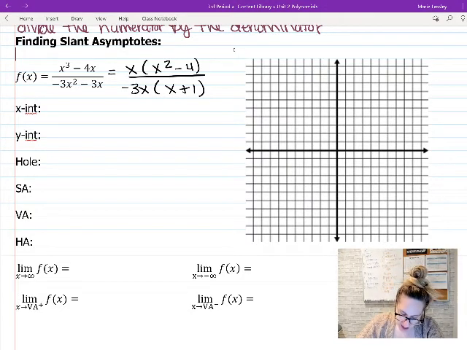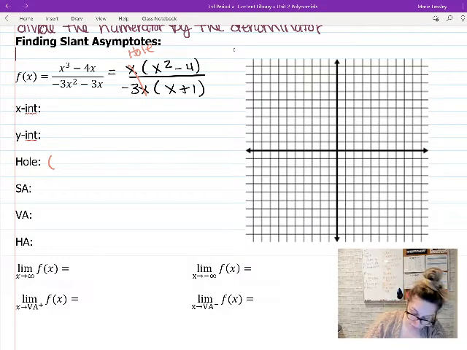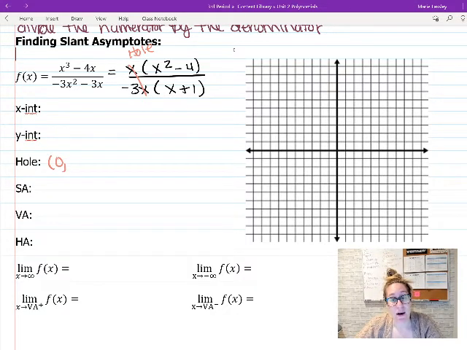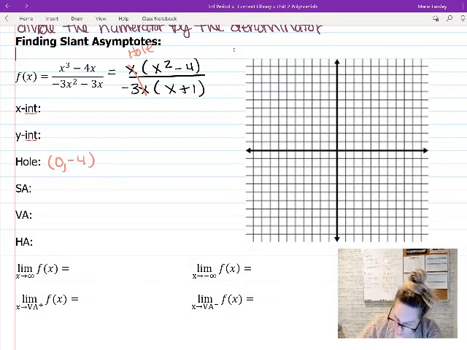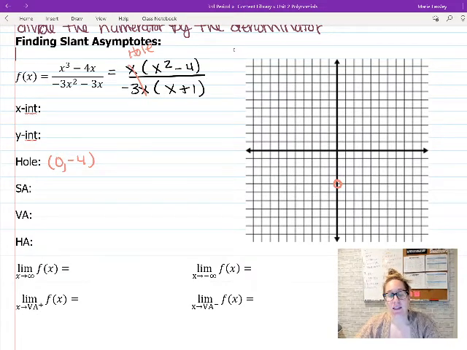Now I see that I do have a hole because I can simplify out these two x's. So this tells me that I have a hole in my graph, and the x value for my hole is whenever this is going to equal 0, so x equals 0. Now I can put my x value into my simplified equation to see what I get for my y value. I plug a 0 in for x, and I get negative 4 over 1, so negative 4. That's my hole, 0, negative 4. Oops, I closed it in. It should be an open circle. Open circle, excellent.